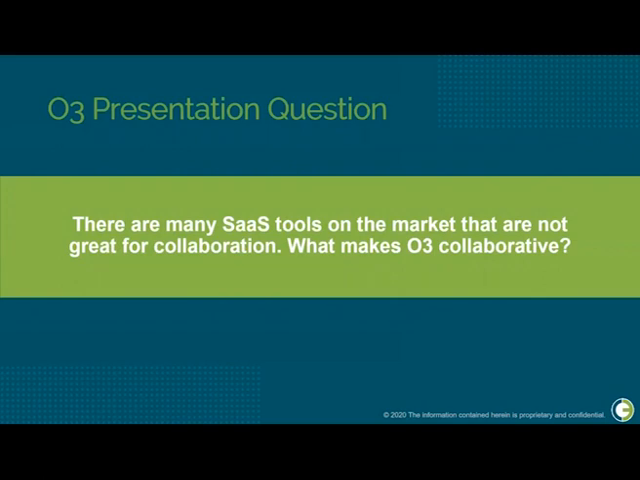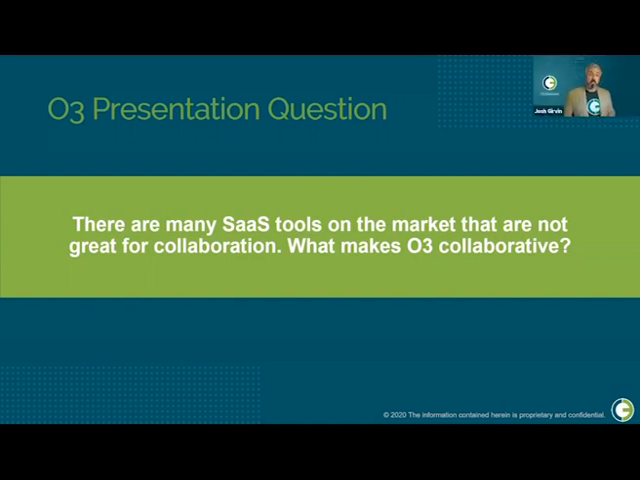All right, thanks, Josh. So first, we're going to talk about some of the questions we received during our O3 breakout session. In that session, we shared 6 case studies that were AWP implementations using different pieces and parts and solutions of O3. And one of the questions that we got was around O3's SaaS capabilities. So this question: there are many SaaS tools on the market that are not great for collaboration. What makes O3 collaborative? So Josh, if you could answer that, that'd be great.